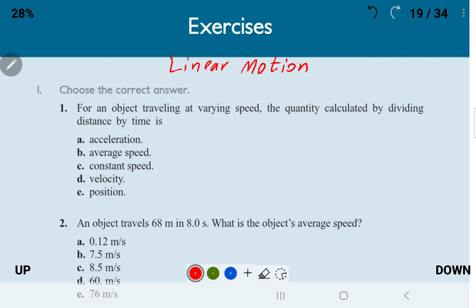In this video I'm going to solve the end of chapter questions for linear motion, chapter 1. Question number 1. For an object traveling at varying speed, the quantity calculated by dividing distance by time is what? So here we have distance divided by time. This is called velocity. Option D is the correct answer. So option D must be chosen here.